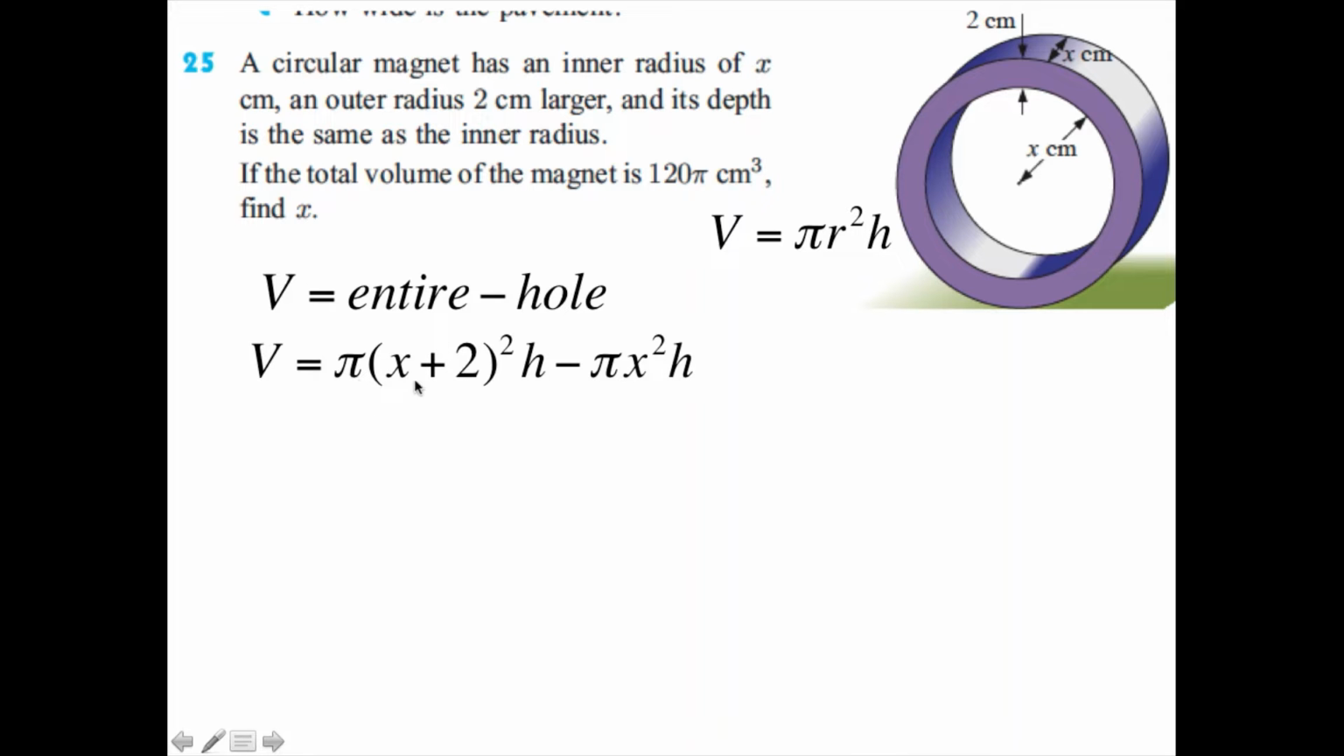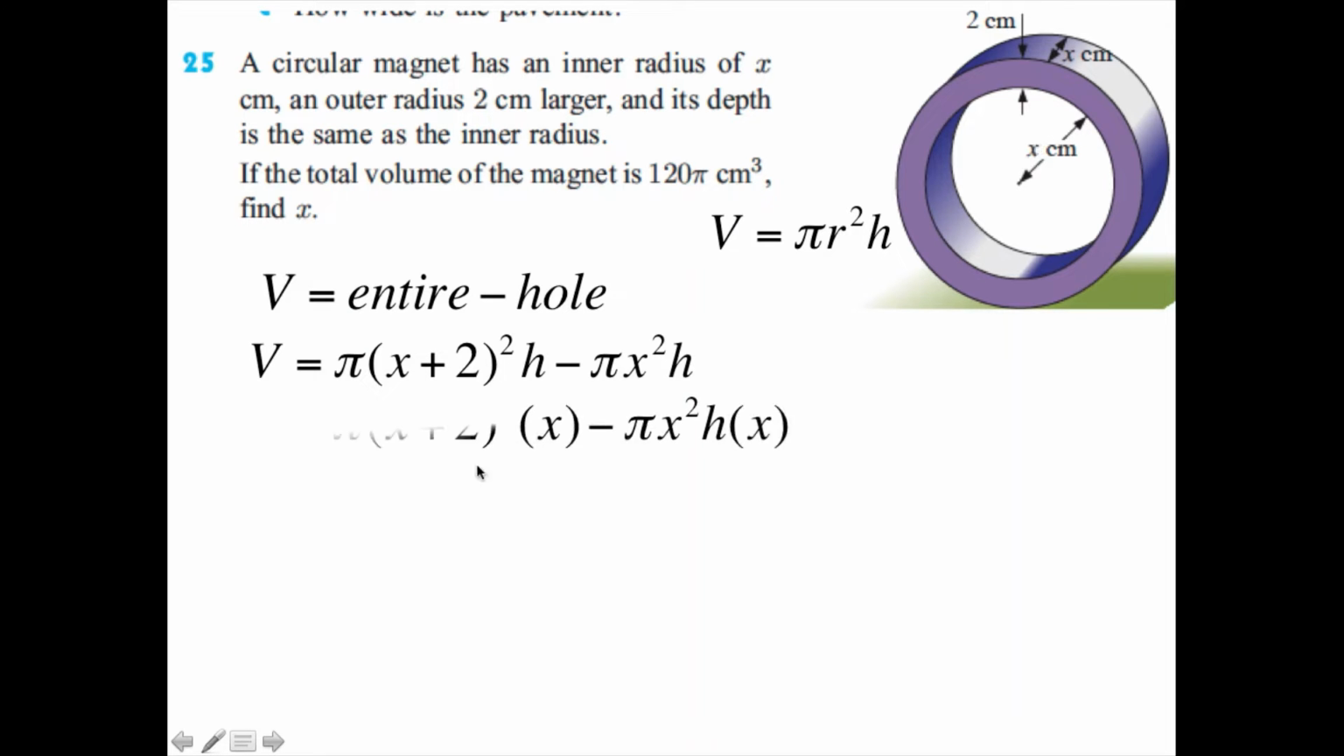So pi r squared h, r squared. So for the entire shape, the radius is x plus this little bit, x plus 2 is our radius. So pi times the radius squared times h, which is going to be that value there in a moment. And then we subtract away this hole, because we're getting the volume just of the magnet. So the hole is pi r squared, just this, and then times h because it's the same height.